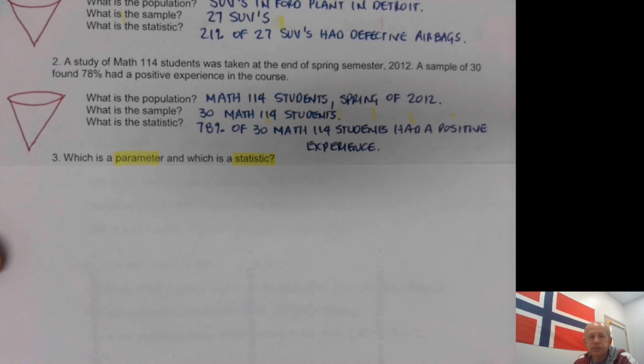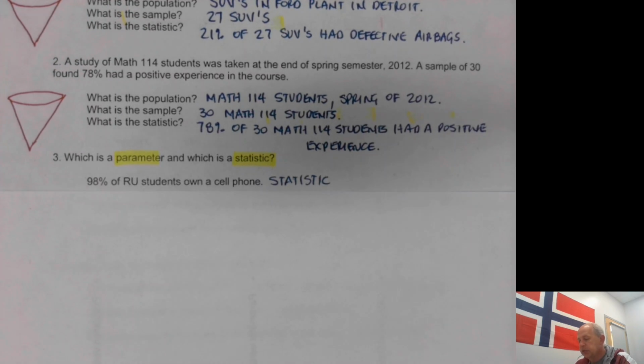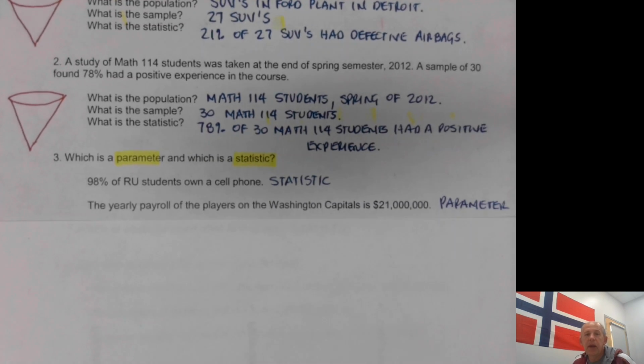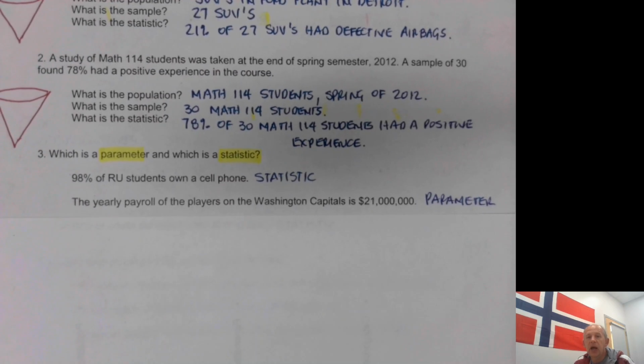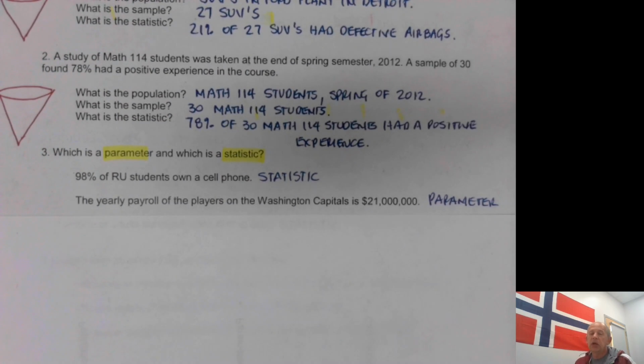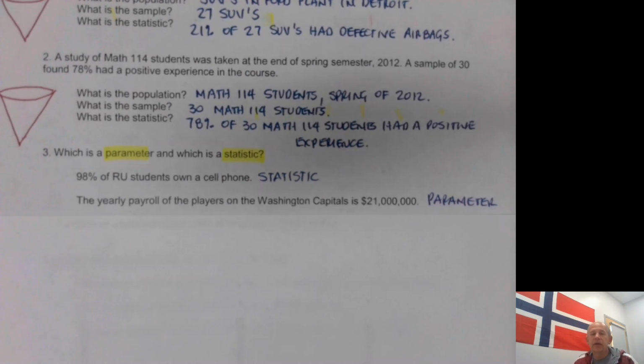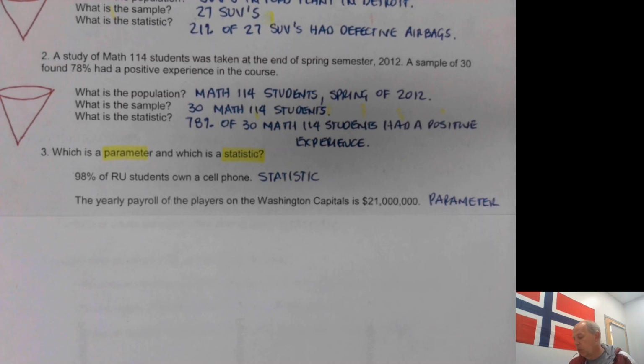Let's compare parameter with a statistic. 90% of RU students own a cell phone. That is a statistic. It is not 100%. It is not all Radford students own a cell phone. The yearly payroll of all of the players on the Washington Capitals is $21 million. That is a parameter because we're looking at every single player, the entire group of players for the Washington Capitals.